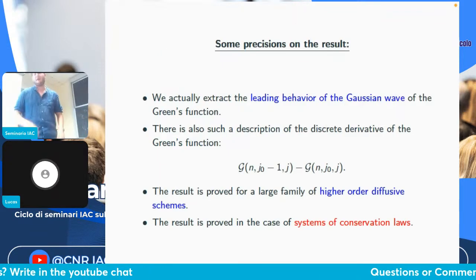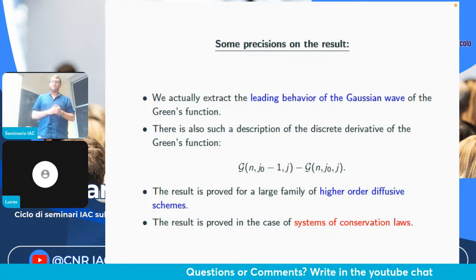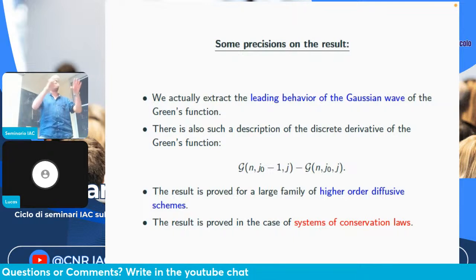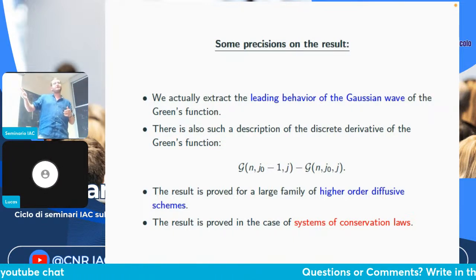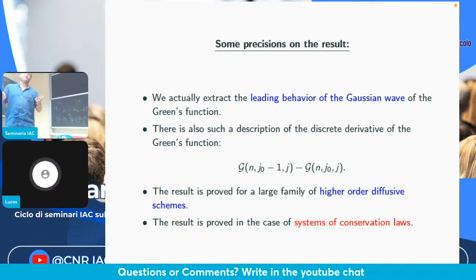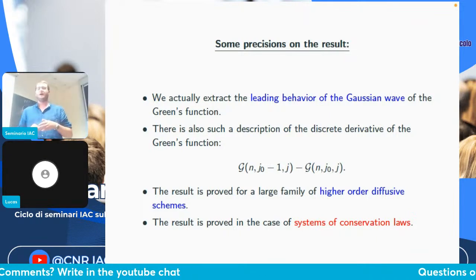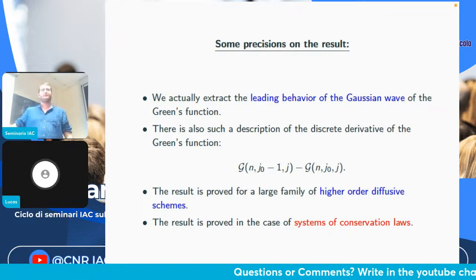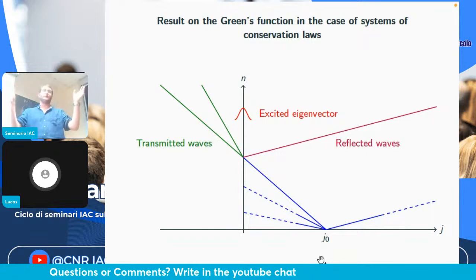And also another important fact is that the result is actually a bit stronger than what I presented. You actually extract the main behavior of the Green's function, and you also prove similar results for the discrete derivative of the Green's function. And also, here I presented the result for the first order schemes, but it works for higher order schemes. And more importantly, this works for systems of conservation laws. However, the result is far more difficult because you have more waves that appear.